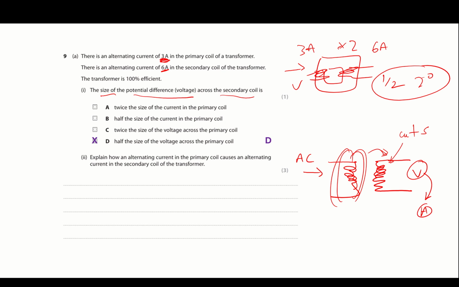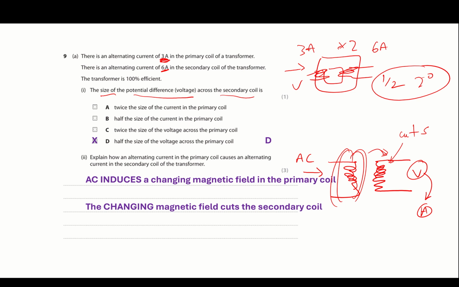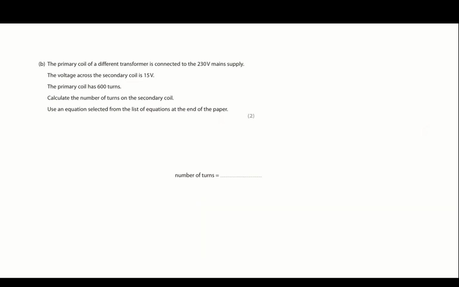So now let's turn all of that into words. The alternating current induces a changing magnetic field in the primary coil. The changing magnetic field cuts the secondary coil. This induces an alternating current in the secondary coil, or induces a voltage. We can kind of use those interchangeably there. So that's that question done.